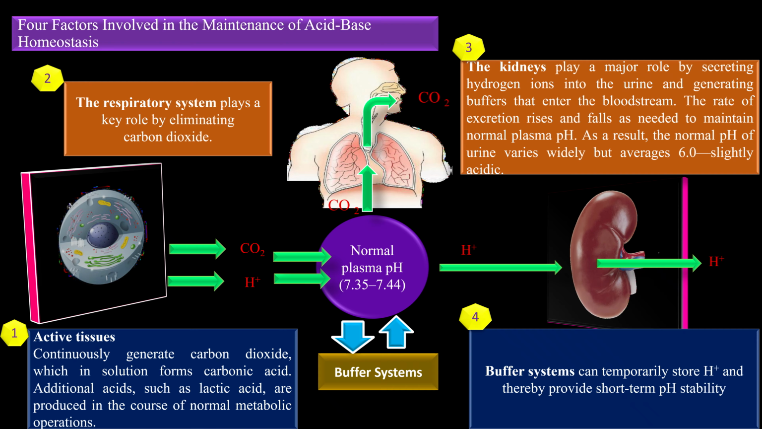The third, the kidney plays a major role by secreting hydrogen ion into urine and generating buffer into the blood. The rate of the excretion is needed to maintain normal plasma pH. The normal pH of the urine average is 6.0, slightly acidic. Last, the buffer system can temporarily store H plus and provide short time pH stability. The normal range of pH is 7.35 to 7.44 buffer system.